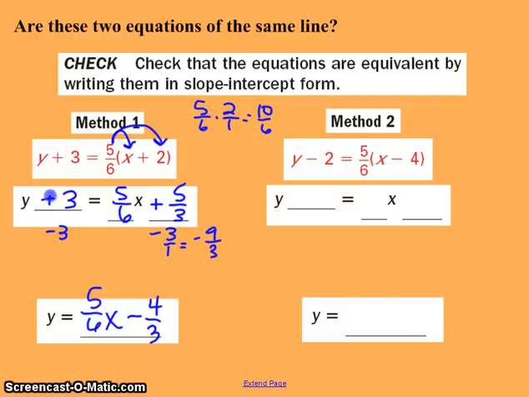Now you will not need to do this on your homework. I'm just showing you that you actually have the exact same answer for both of these.